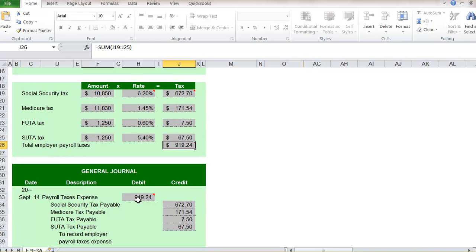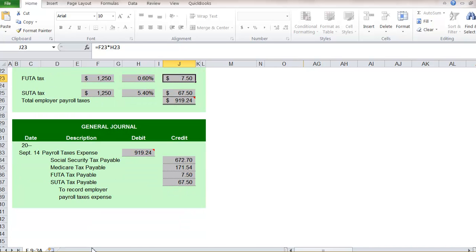Then we're going to do our journal entry. So total payroll taxes expenses of $919.24, and then we're going to take our totals from these columns. Okay, so Social Security, Medicare tax payable, FUTA tax payable, and SUTA tax payable, and that's how the journal entry is made.